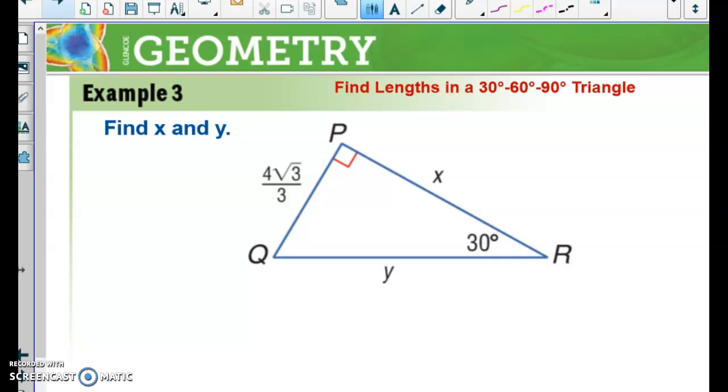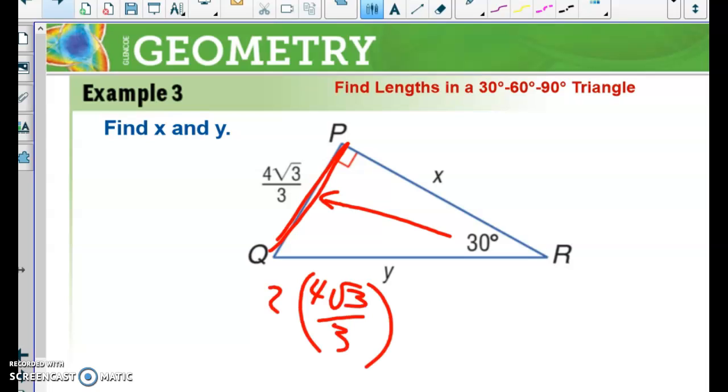Over here, if we notice our short leg is, and I know it's the short leg because it's opposite the 30-degree angle. So to find the hypotenuse, I have to take 4 square root of 3 over 3, that times 2, because it's just the ratio. The hypotenuse is twice as long as the short leg, and so I get 8 root 3 over 3.